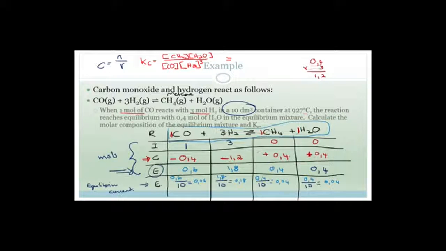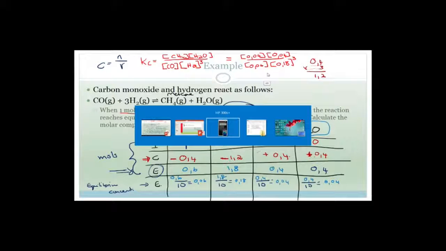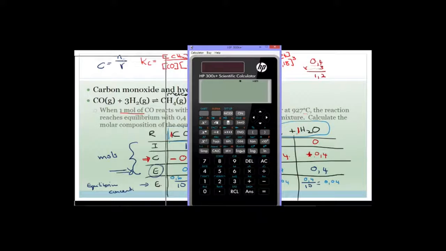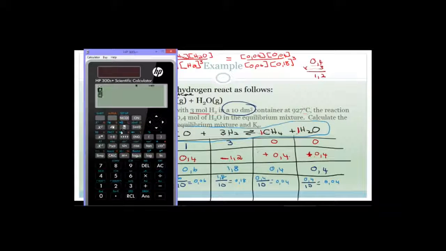So now, the concentration of the methane is 0.04. The concentration of the water vapor is 0.04. The concentration of the carbon monoxide is 0.06. And the concentration of the hydrogen happens to be 0.18, and remember, it's to the power of 3. And now we're going to pop that in a calculator. Okay, so let's have a look at that.